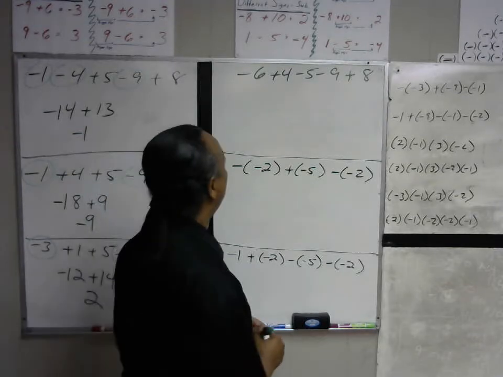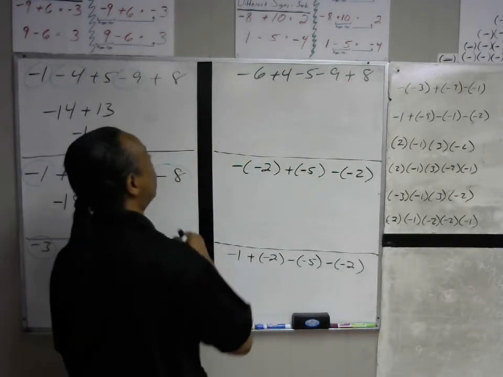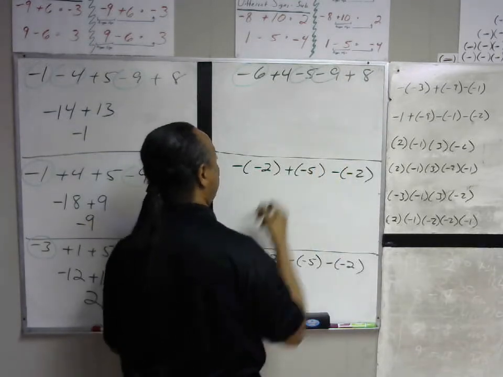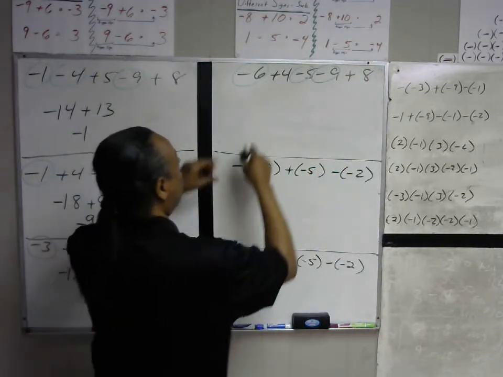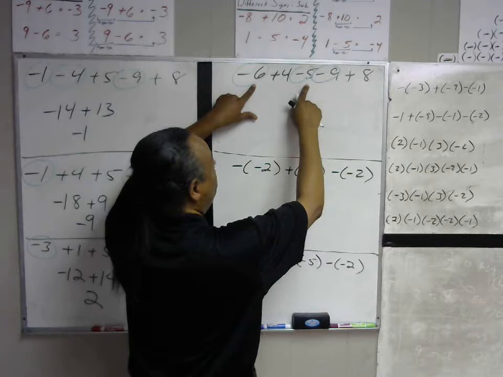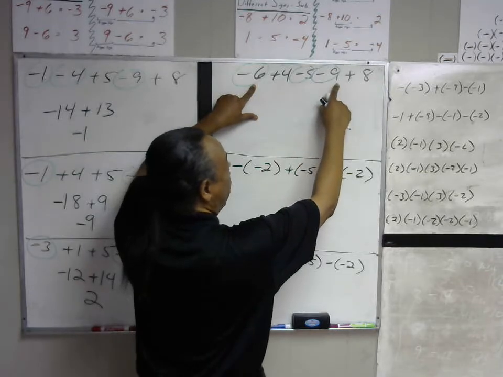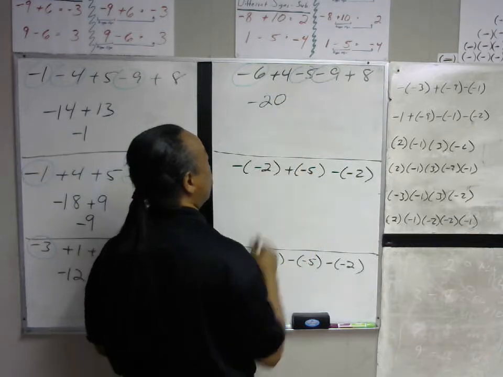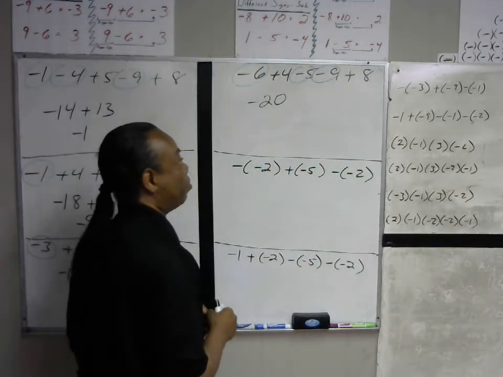Okay, here, same signs add. So we're going to put together the -6 with the -5 and the -9. So you add these two, you get 11, and you add the 9, you get 20. So this will be -20. Those are all same signs, so we add.